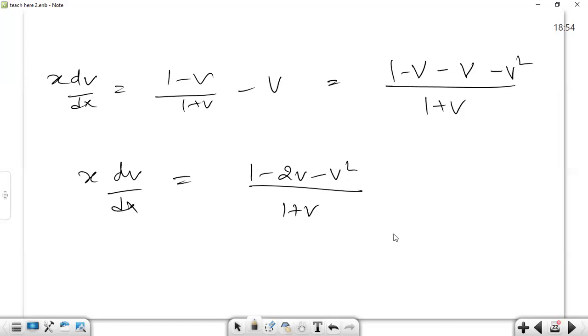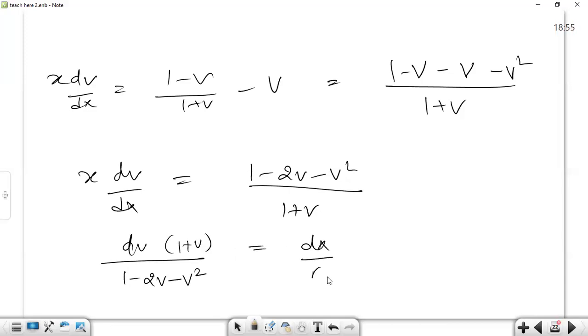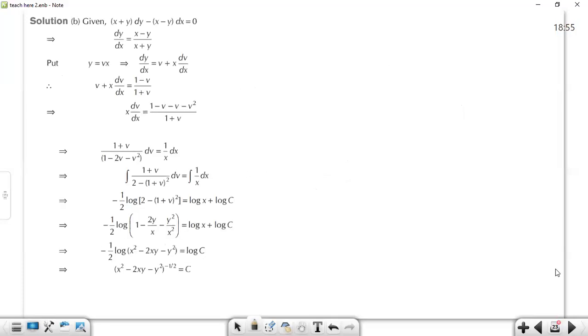Now separating variables will be very easy. 1 plus v upon 1 minus 2v minus v square dv equals dx over x. Now we'll integrate and simply solve for the differential equation, right? So we have only 5 minutes left. So this is how it has been done.